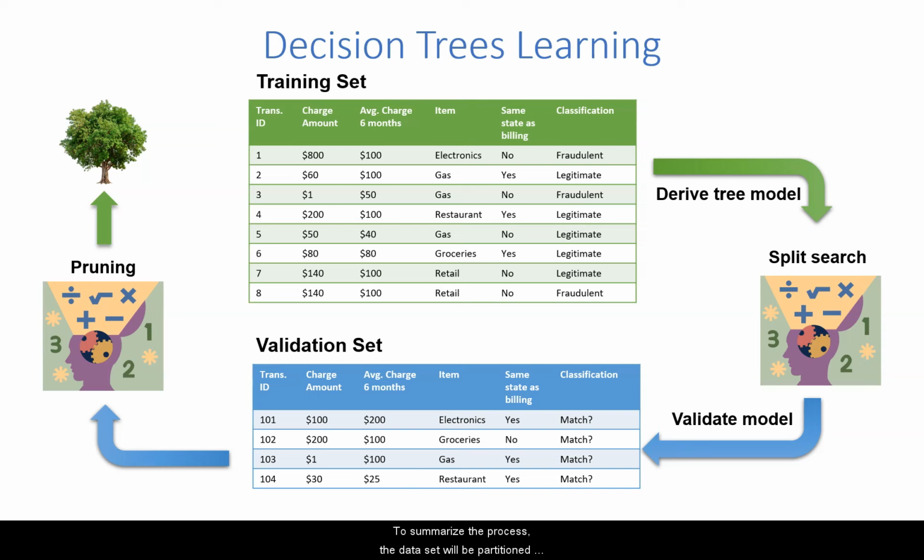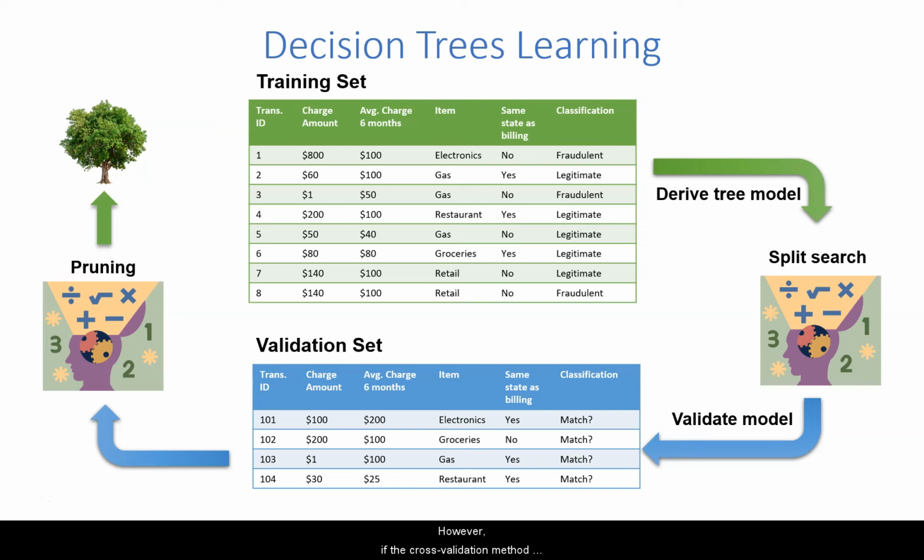To summarize the process, the dataset will be partitioned at least into a training and a validation dataset, but sometimes a test dataset may be involved depending on the process or software product used to build the decision tree. For example, if a holdout method is used, then the training dataset is used to grow the decision tree, and the validation dataset is used to prune the decision tree, and the test dataset is used to evaluate how well the tree model will perform on previously unseen datasets.